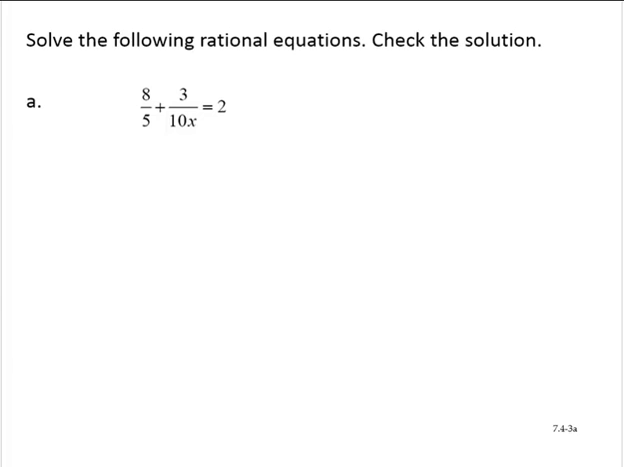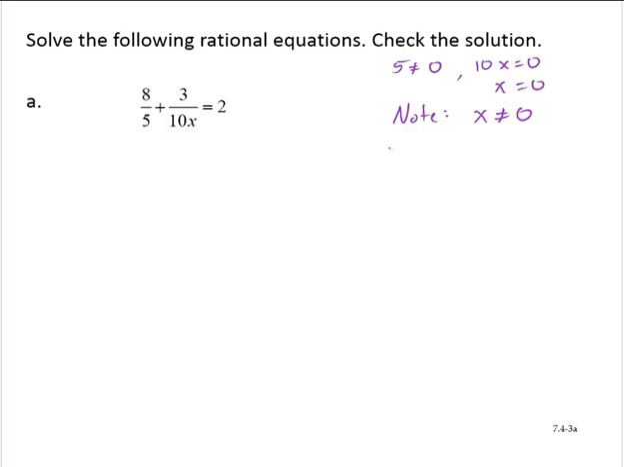Alright, so first let's note any values we need to exclude. Now 5 cannot equal 0, so we don't get any concerns there, but 10x can equal 0 if x is 0. So we note that x cannot equal 0.